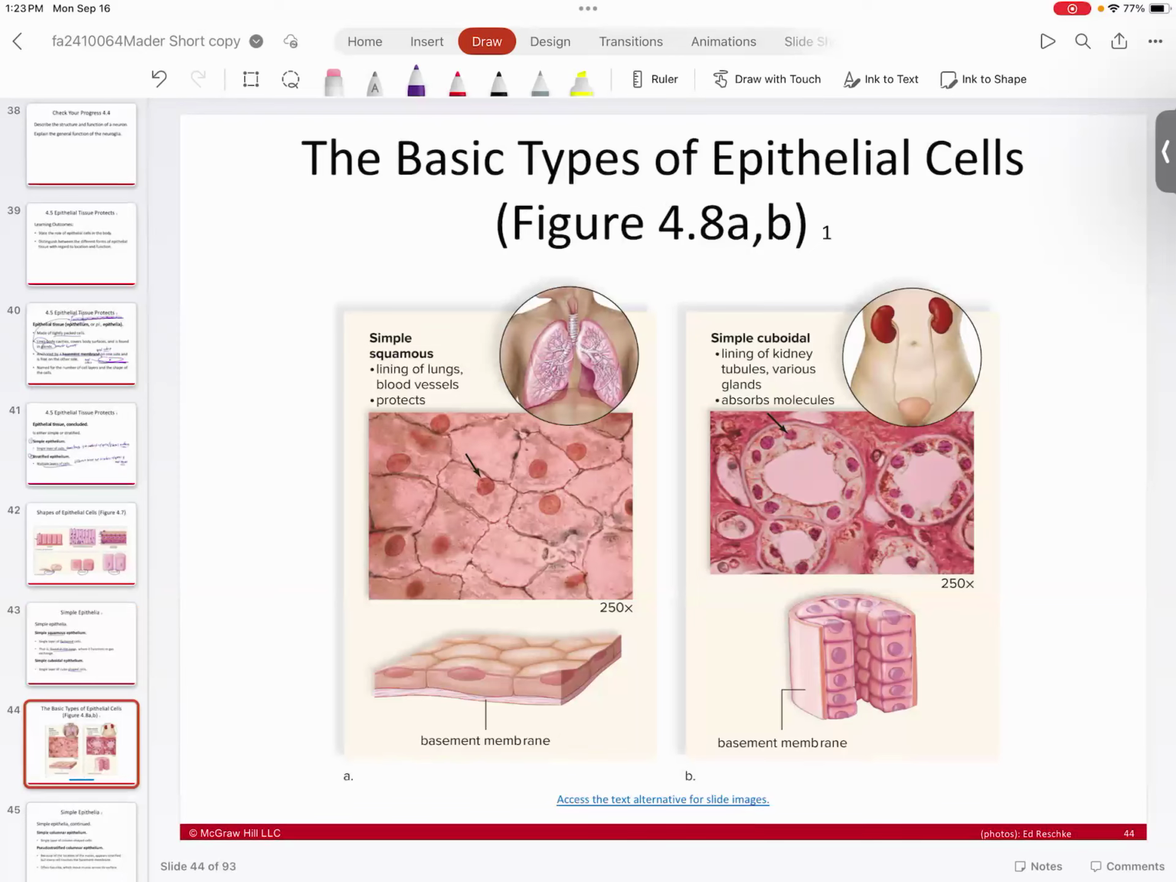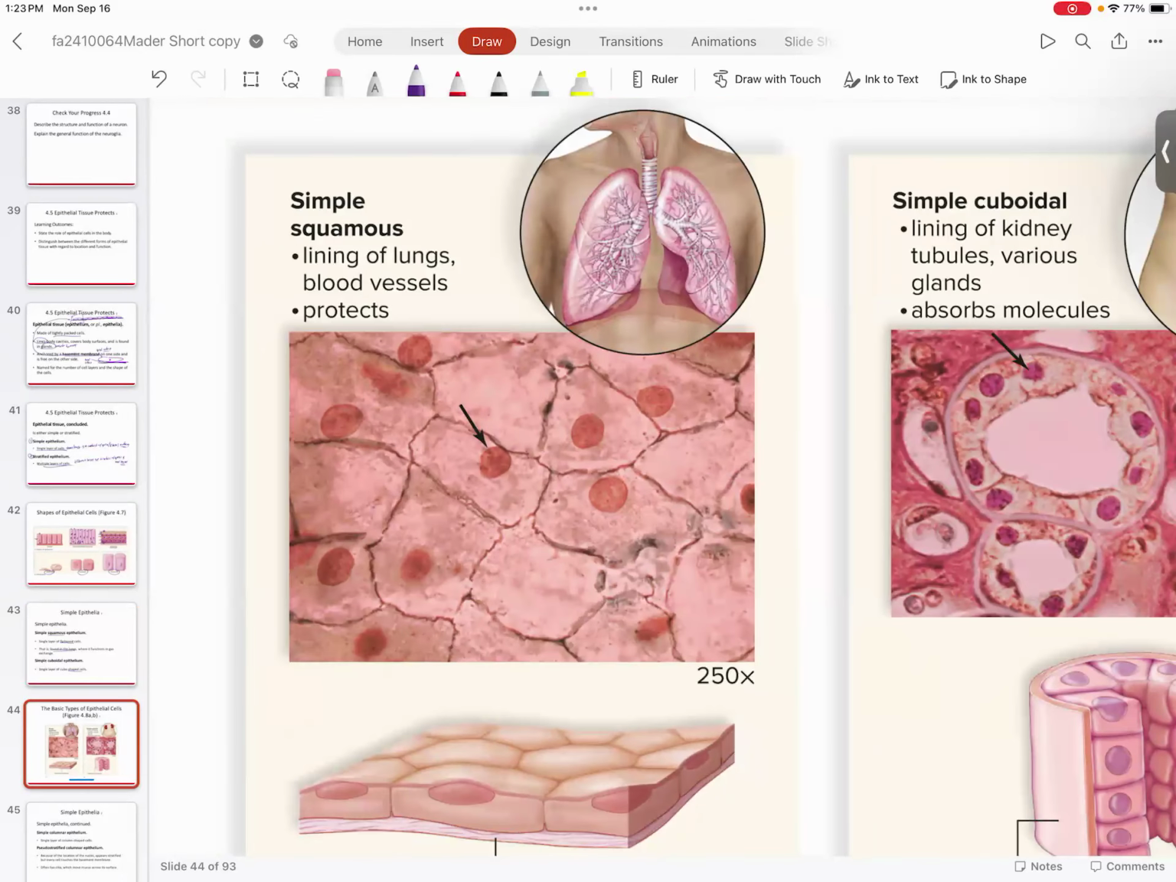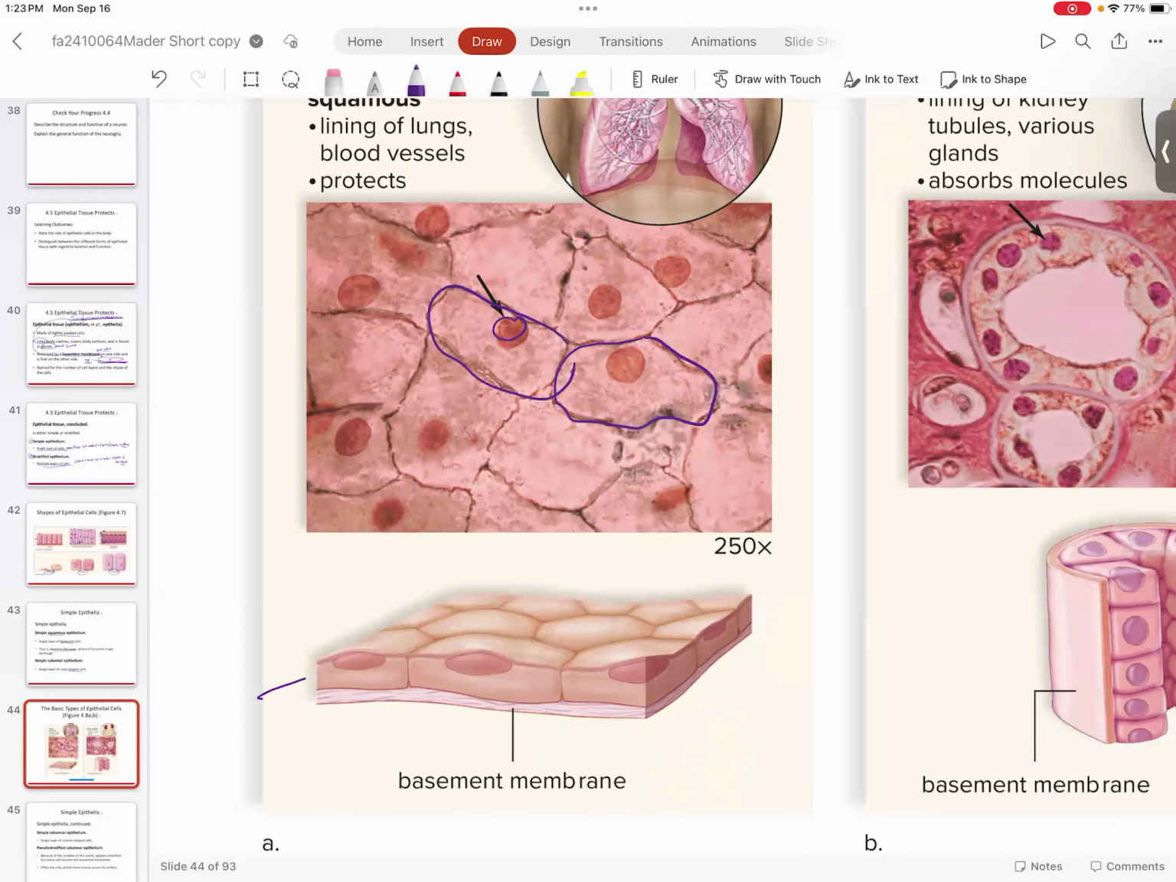And so here's a couple of real images of them. This is what your simple squamous looks like. Notice, if you're looking at them from the top, they look like a bunch of flat, pancake-ish looking cells with a large nucleus in the middle. If you looked at them from the side, this would be the side view, they'd look flat, edge on.